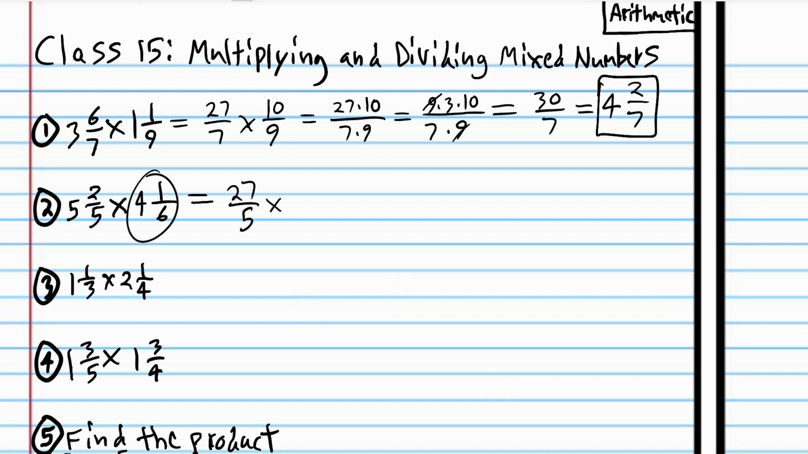Then you take 4 and 1/6, you multiply 4 times 6 to get 24, and then you add 1 to get 25. And you keep the denominator. So that's what we learned in the previous class. So we first convert the mixed numbers to improper fractions. Then we multiply the improper fractions.